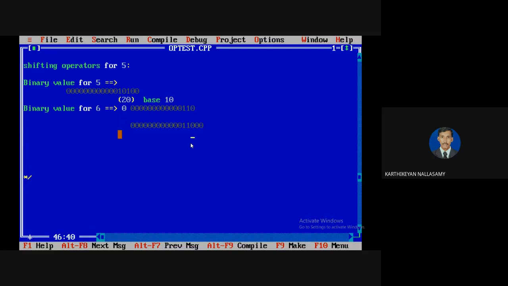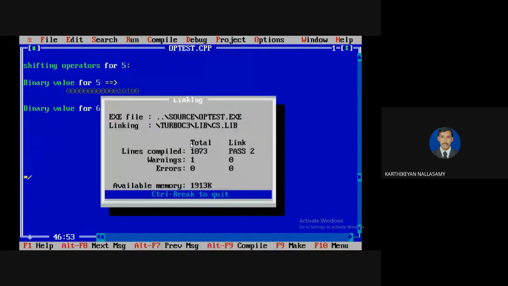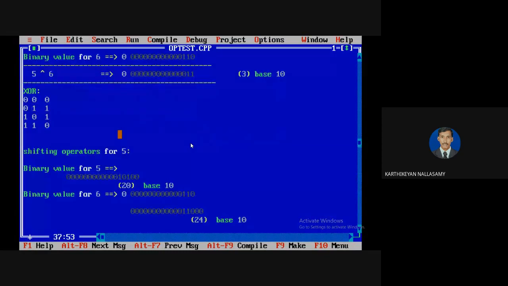So the answer is 24, base 10. So now you have to check it. It is 24. This is for the left shift shifting operator.